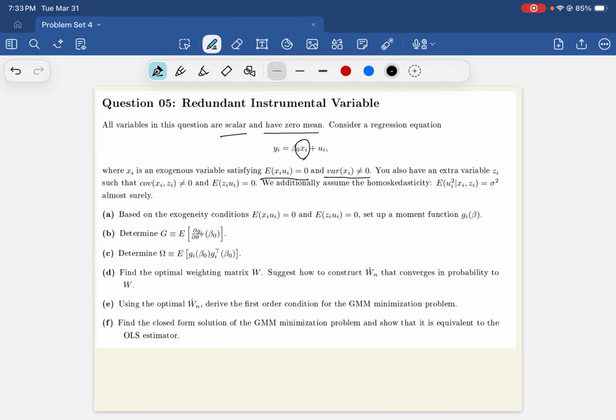So okay, we may use the OLS to identify beta, but what happens if you have an additional instrument, right? So an extra instrument that satisfies the relevance condition and exogeneity assumption. So even if you can use the OLS, maybe an additional instrument can help. Okay, so let's see. And for simplicity, I'm going to assume homoscedasticity here.